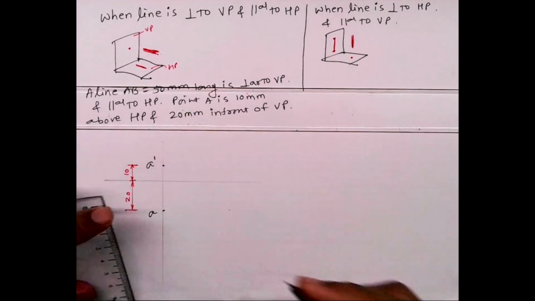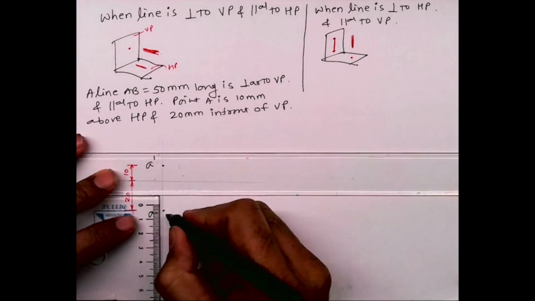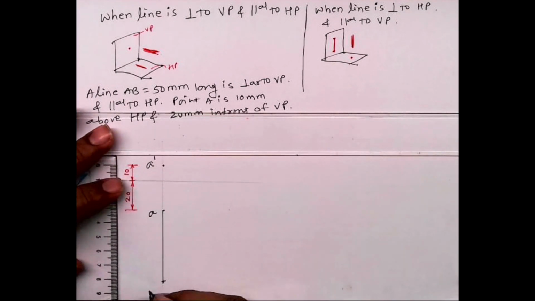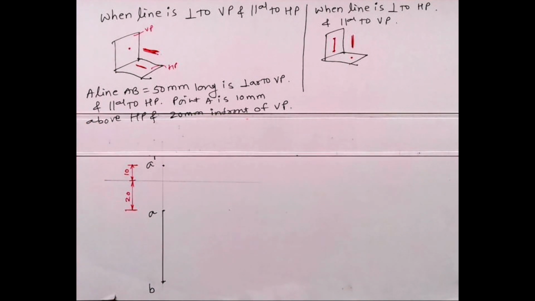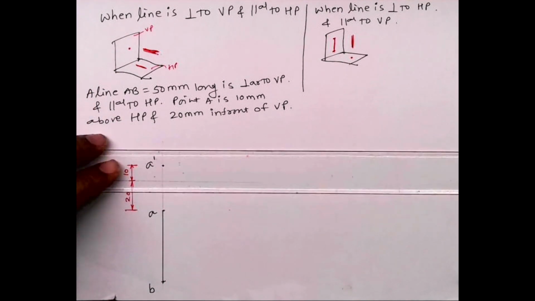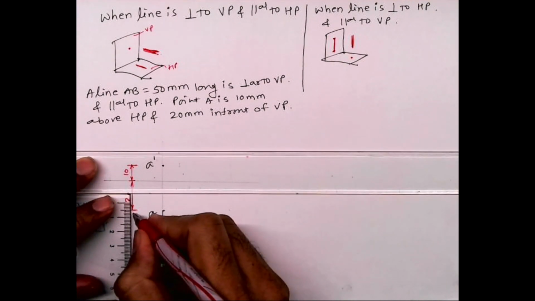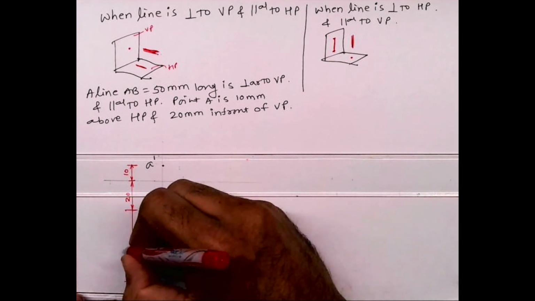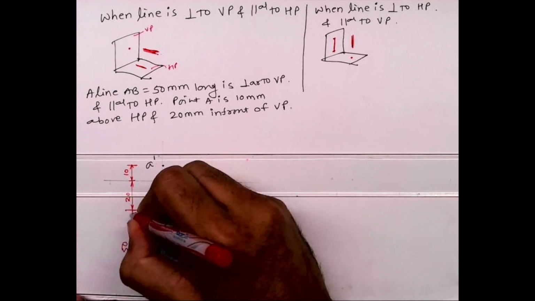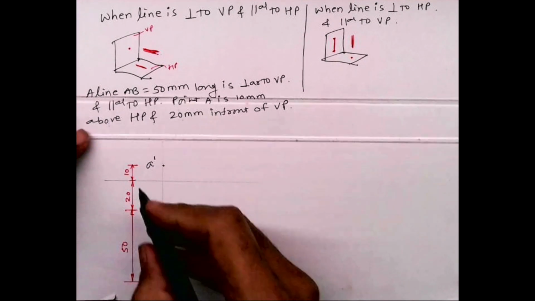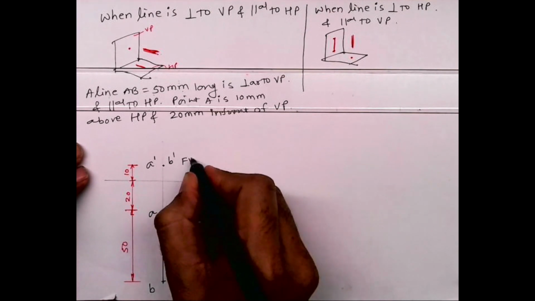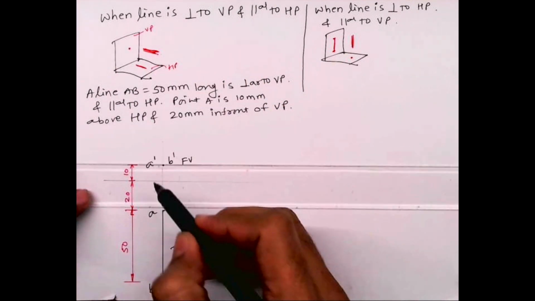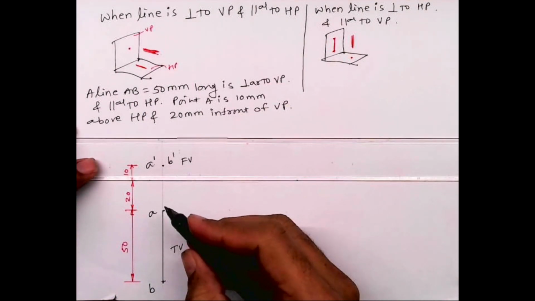Now if you read the sum, what they have given, the line is perpendicular to VP. If the line is perpendicular to the vertical plane, then the front view will be a dot and the top view will be a line. So I need to draw a line 50 down. It will be this way. I will draw a vertical line here. So this is 50. So I have solved this sum, where I've done front view and top view. Top view is done. In front view, I need to write B dash. So we are done with front view and top view of line AB, which is perpendicular to VP and parallel to HP. So front view will be a dot and top view will be a line.